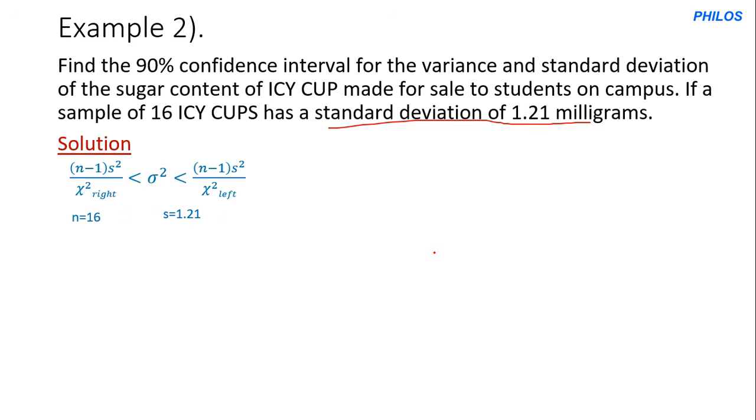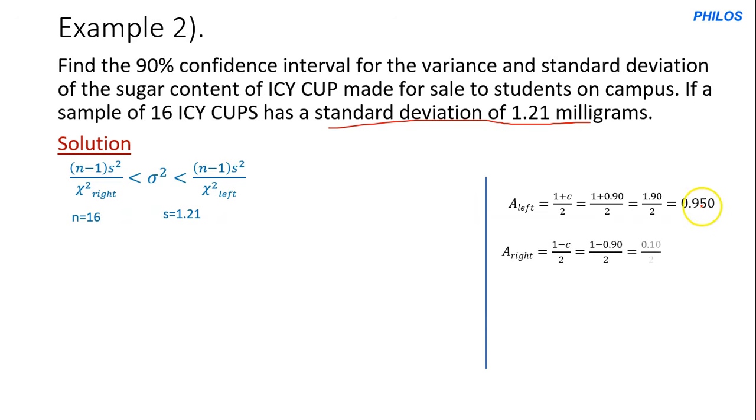So to get a chi-square right and chi-square left, we have our c to be 0.9, that is 90 over 100. The area to the left is 1 plus c divided by 2. So 1 plus 0.9 all divided by 2 gives us 0.95, isn't it? And then to get the area to the right, you can say 1 minus area to the left. So 1 minus 0.95 will give us 0.050 or 0.05. Okay. You can also use 1 minus c divided by 2.